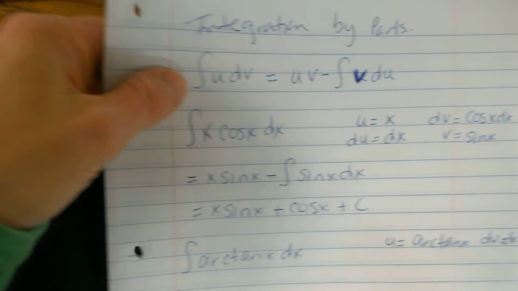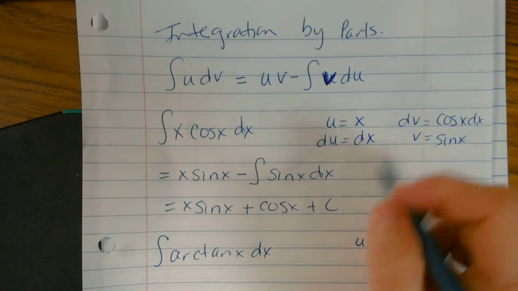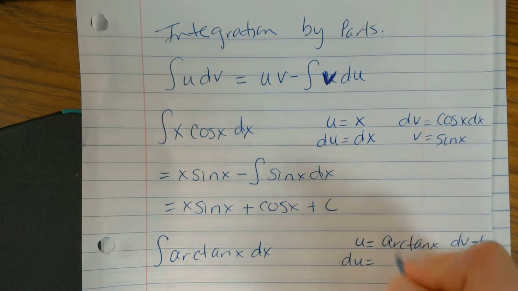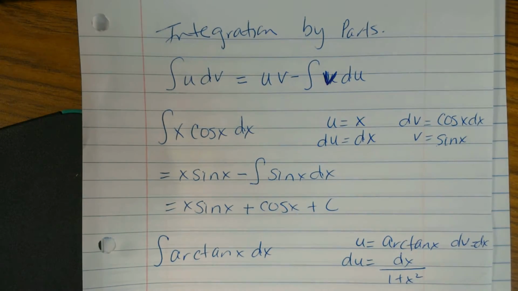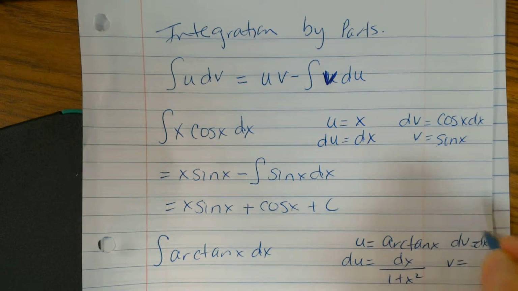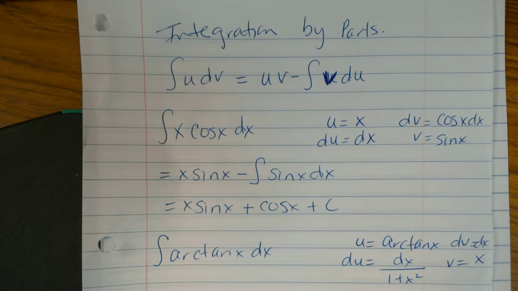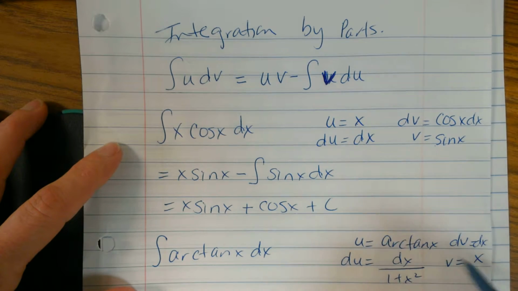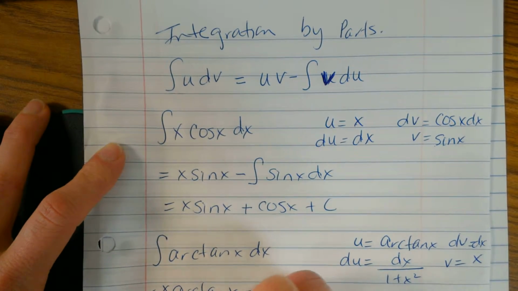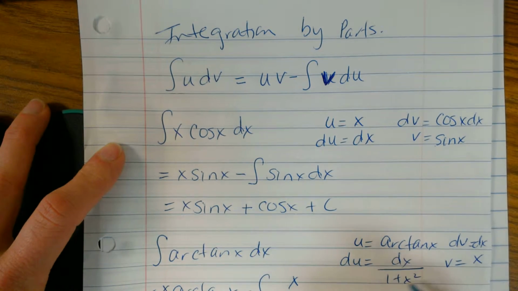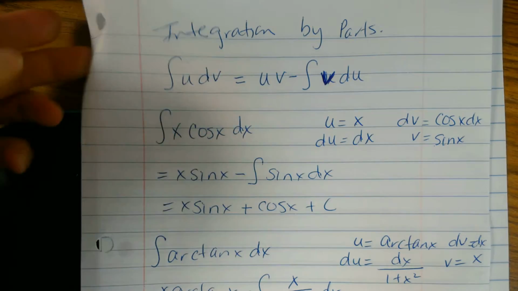And let me slide that over because my paper is off center. So I'm going to take the derivative here of arctangent, so it's going to give me dx over 1 plus x squared. The antiderivative of dx is just x. So now I'm going to have my u times v, so I've got x arctangent of x minus my v du. So I've got x times this.